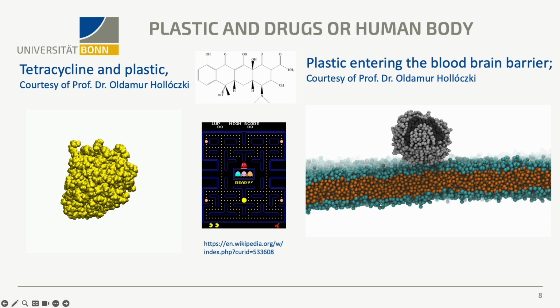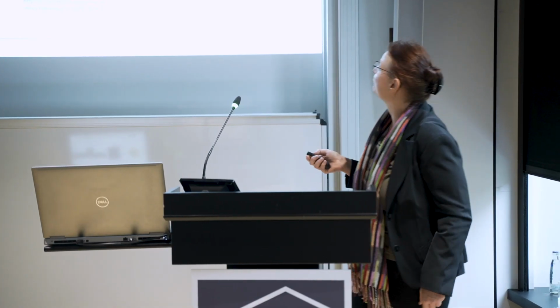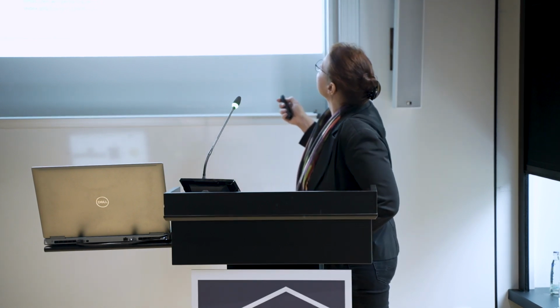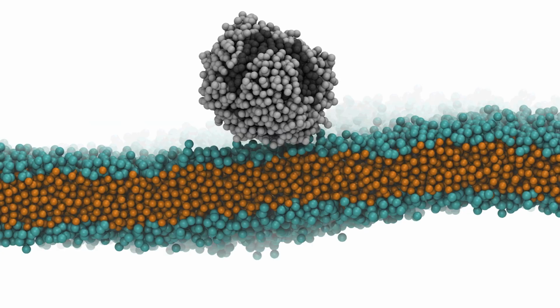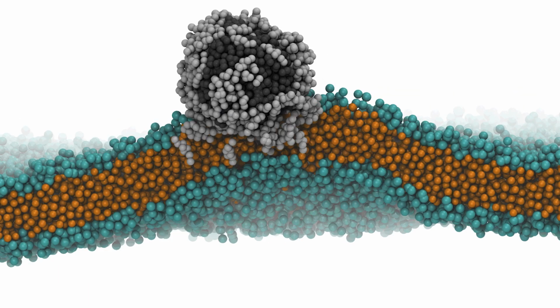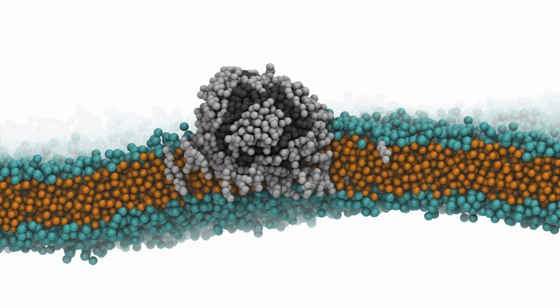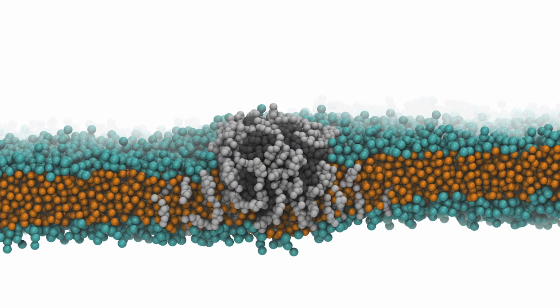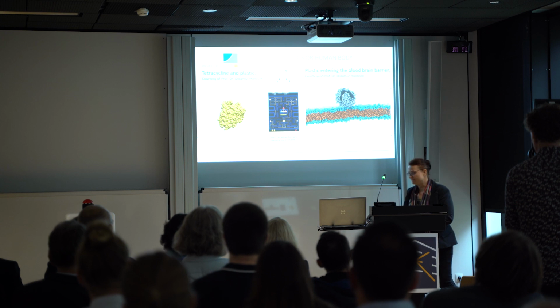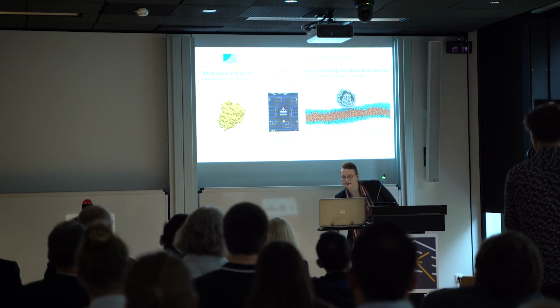Now you can say, so what? What do I care about this? But there's even more. Oldamur studied together with physicians in Vienna the nanoplastic with a cholesterol corona at the blood-brain barrier. And you can see what happens in this movie. You see that it's very impressive. The nanoplastic can enter the membrane. So let's see that again.